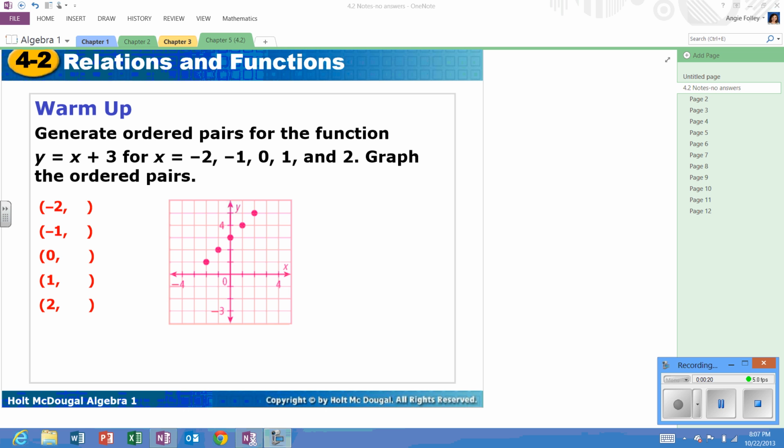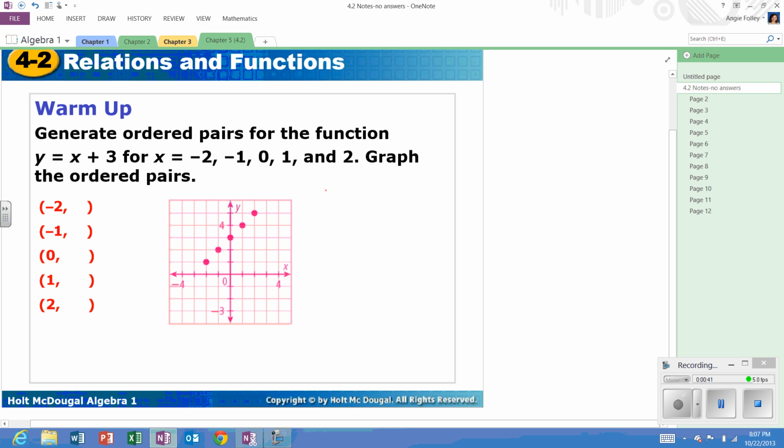It's telling us to generate ordered pairs for the function y equals x plus 3, given x is equal to the following numbers, -2, -1, 0, 1, and 2. And then to graph the ordered pairs. I forgot to erase the graph. I want you guys to be able to plug in these values of x and solve for values of y.